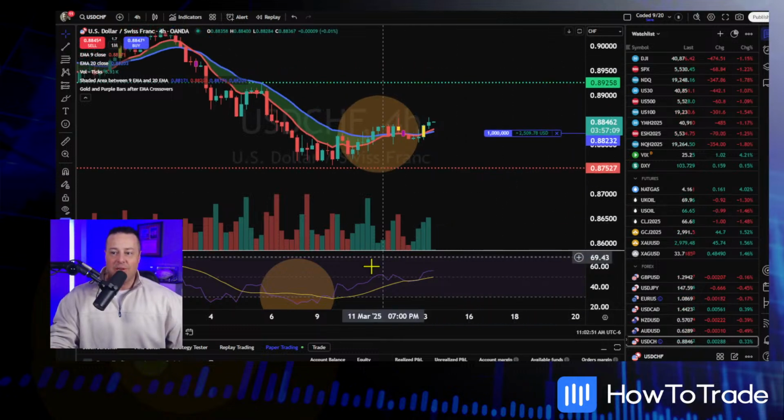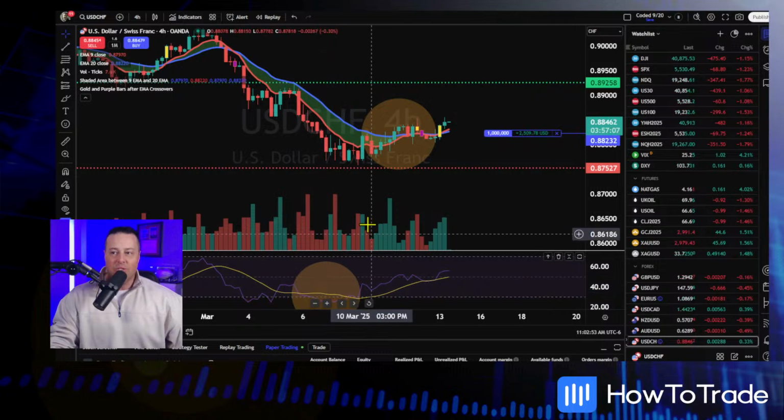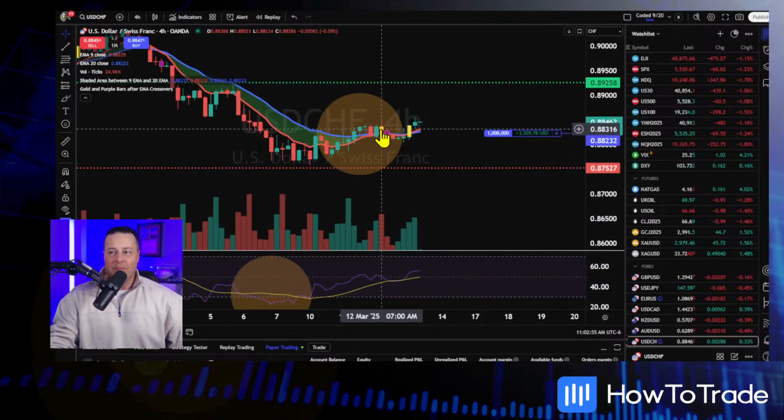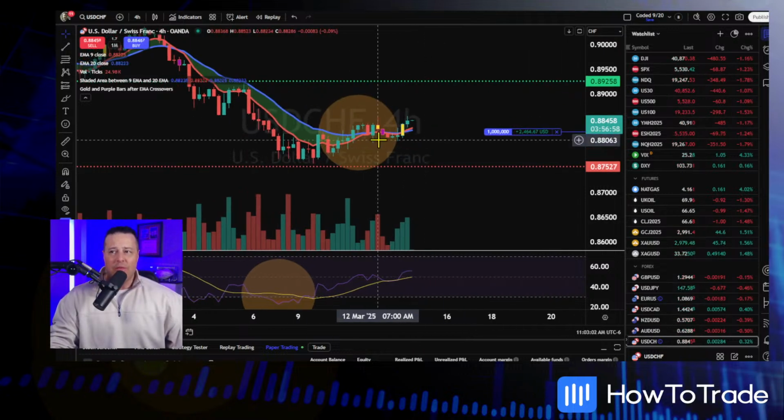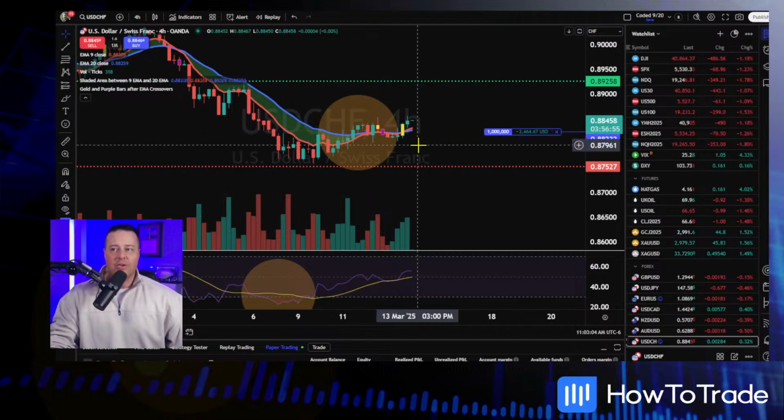Dollar Swiss franc. You can see this is just a gem, oversold territory, 4-hour chart. We got the buy signal right there. We turned around. The market started crossing over, but broke our way. That's one of the reasons why I don't manage these trades according to crossovers.